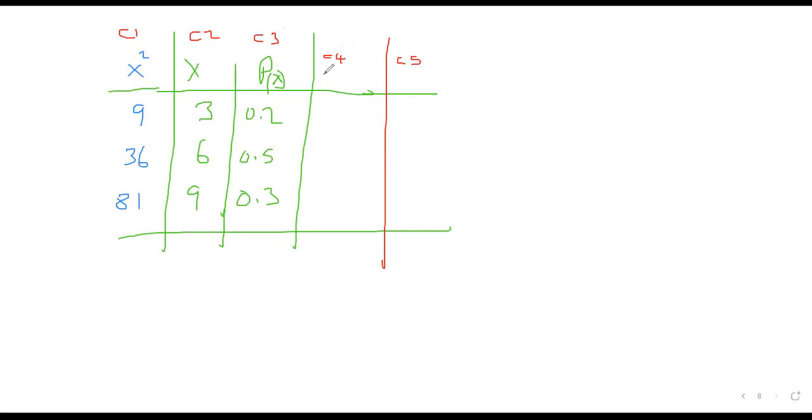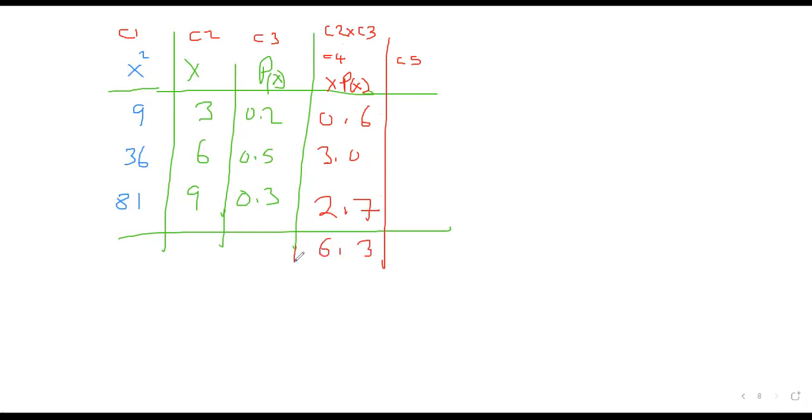So this x times the probability of x is simply multiplying column 2 times column 3. The total is simply the mean, as easy as that. So 3 times 0.2 is 0.6. 6 times 0.5, 3.0. 9 times 0.3, 2.7. When you add up this here, that is 6.3.